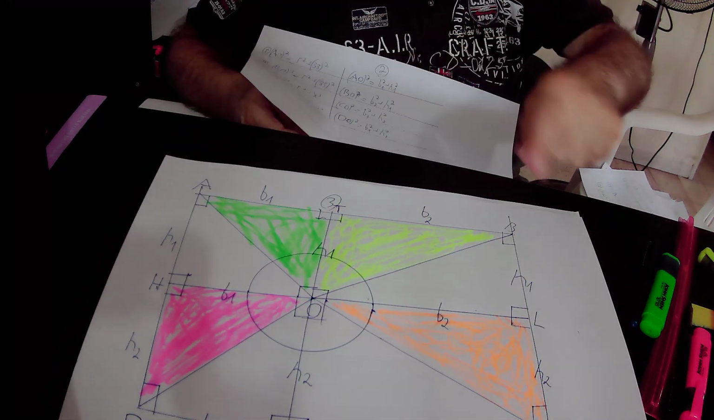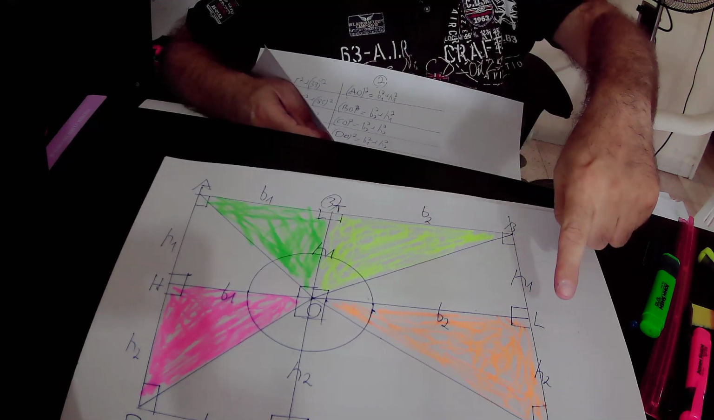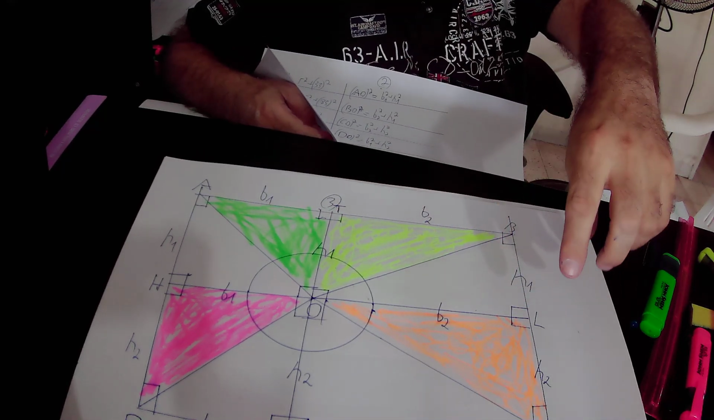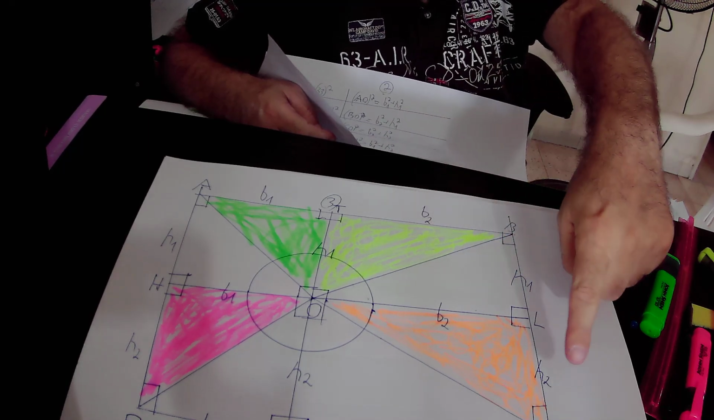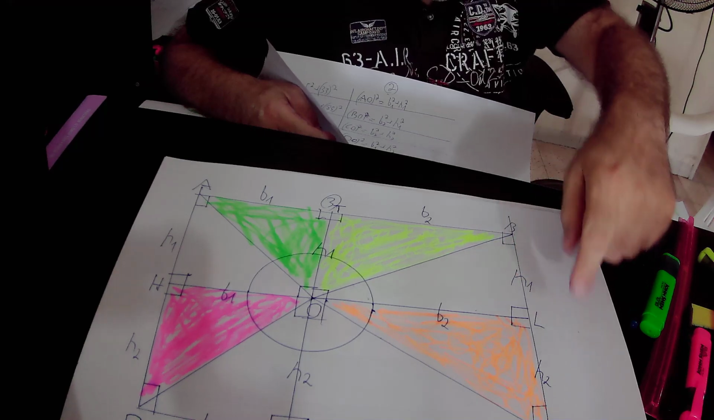Then we join points C and O together by a straight line. We implement the Pythagoras theorem on the right orange triangle CLO. According to the Pythagoras theorem, CO square equals B2 square plus H2 square.